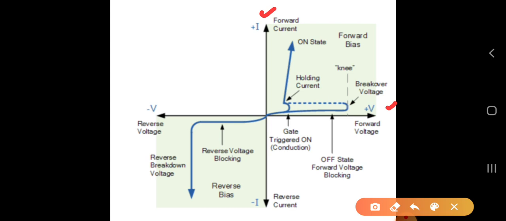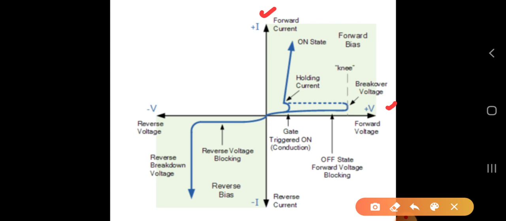In this characteristic we are going to observe when the SCR is going to be turned on or turned off, what is happening in the forward bias condition and what is going to happen in the reverse bias condition. This is going to be observed in this VI characteristic. So first, I will go to the forward characteristics.